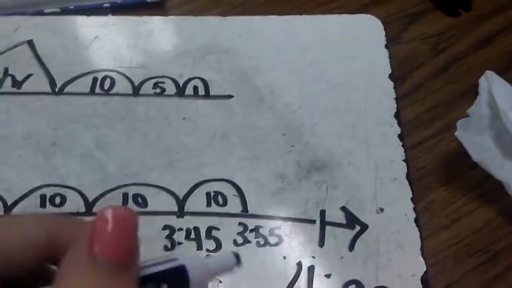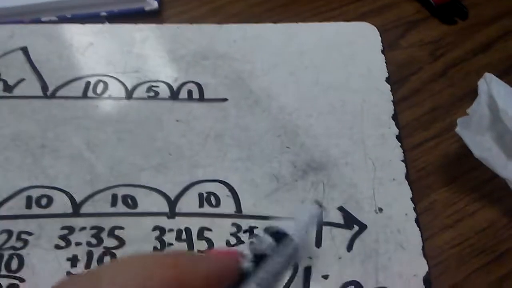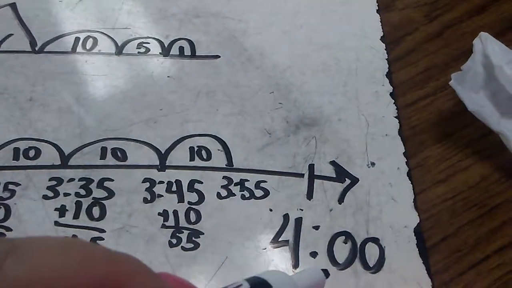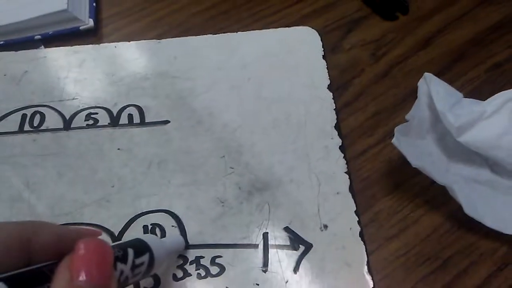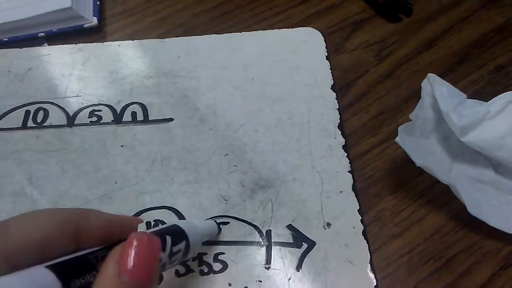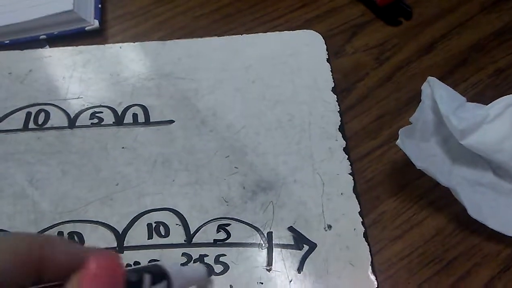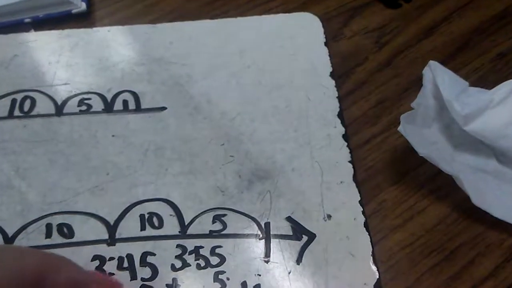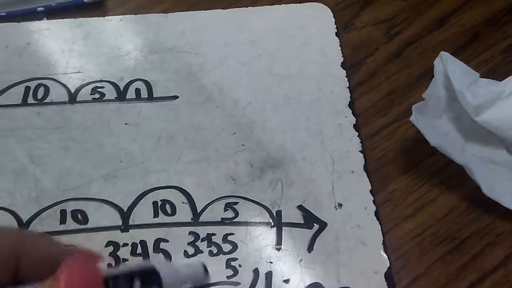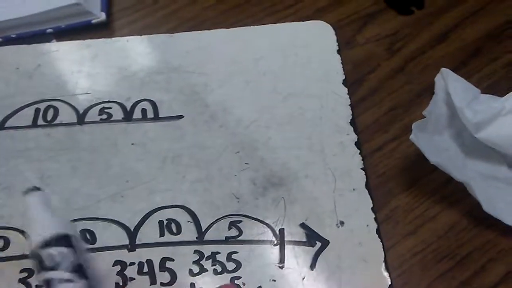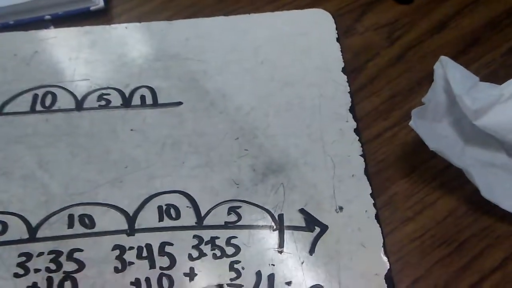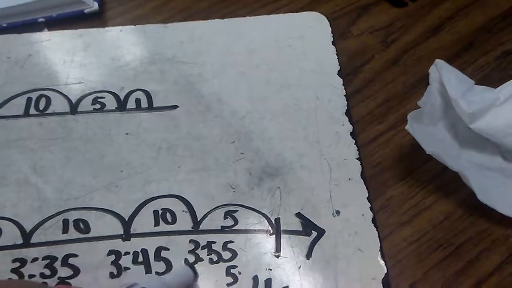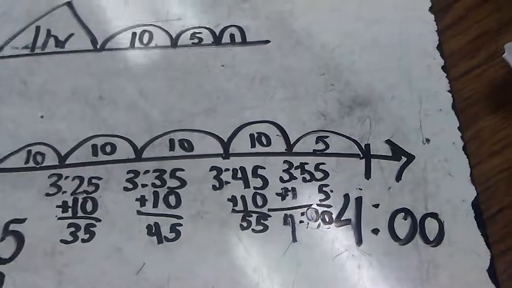Now if I do another 10-minute jump, I'm going to go past my hour, which is 4 o'clock. So I need to do a 5-minute jump. Because 55 plus 5 is 60. And I know when I see 60, that means I have to go to the next hour. So that 6 is actually needing to be a 0. 3 plus 1 is 4. Okay, but I'm not done yet.